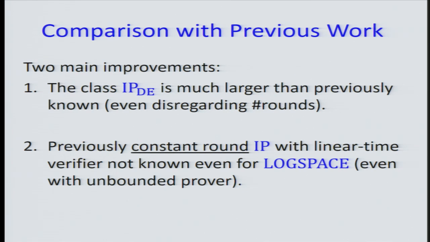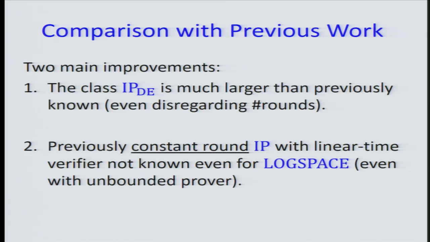OK, so before telling you about the proof, let me just mention that this improves on 2 aspects of previous results. On one hand, we show that this class IPDE is larger than was previously known. So not only does it contain bounded depth circuits, this was known via GKR, but it also contains bounded space circuits. And this is even disregarding the fact that we get constant rounds. So this was not known even without constant rounds.